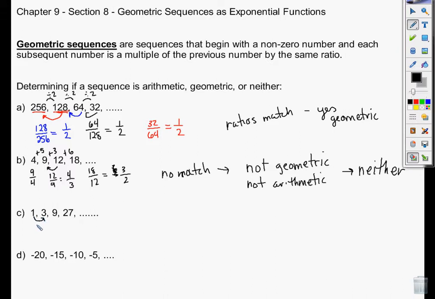From 1 to 3, times 3. Or again, I can do 3 over 1, which gives me 3. From 3 to 9, if I see it, yeah, times 3, or I can say 9 over 3 equals 3. Either way, you can do it by multiplication or by figuring out the ratio, but it's times 3 each time, so it is geometric, because we're going to multiply by 3 every time.